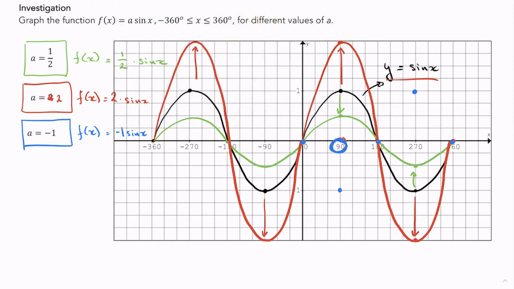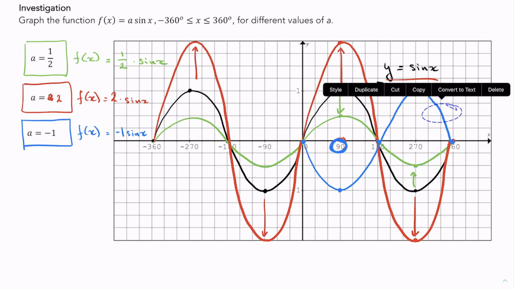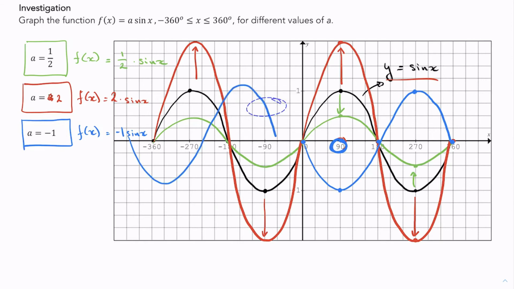So what does this look like? I'm going to come down, shoot up, and come down again. Let me try that again. Down, shoot up, and come down. Because we're going over -360 to 360, I'm going to just copy that and move it into place. And there you have negative sine of x, which is essentially the original one.